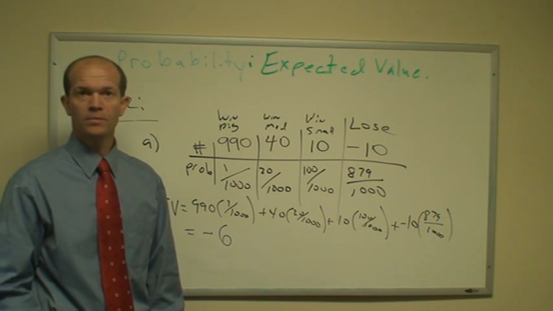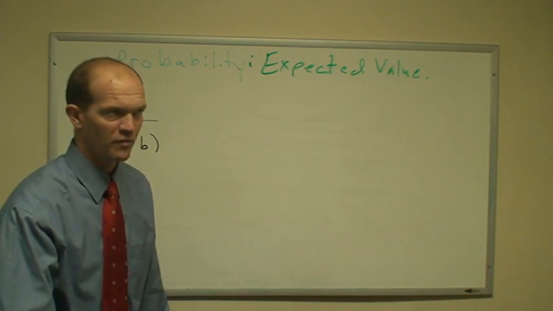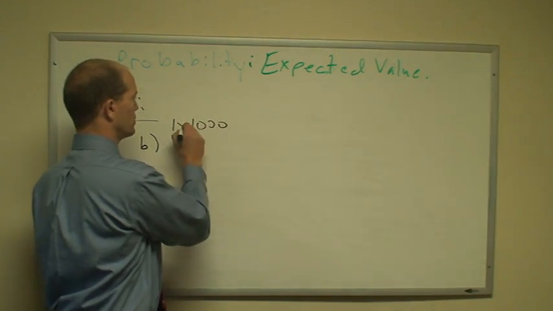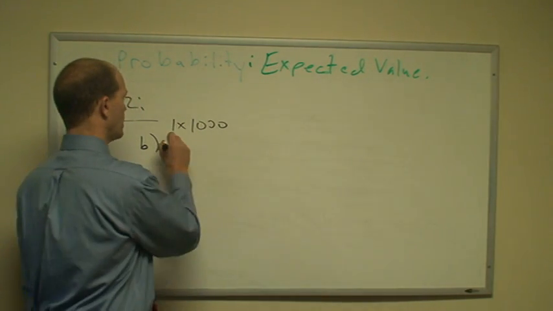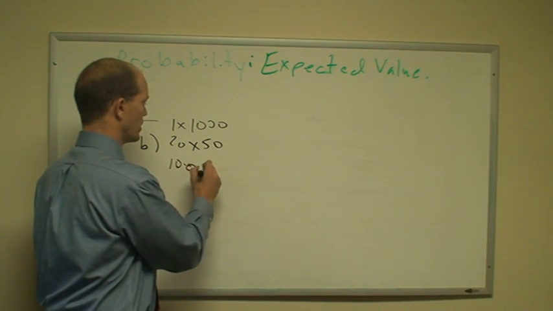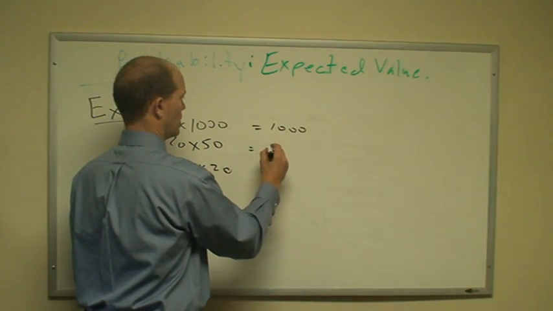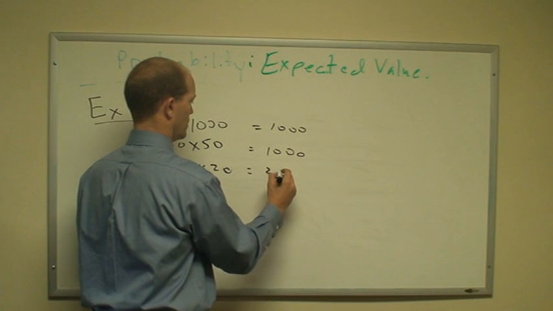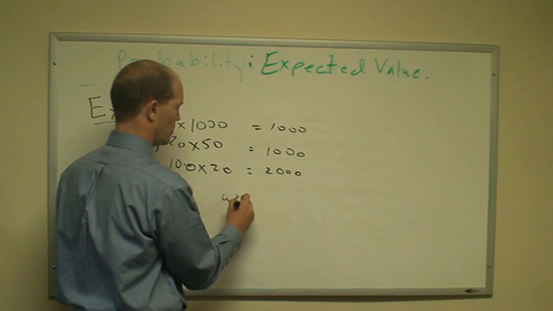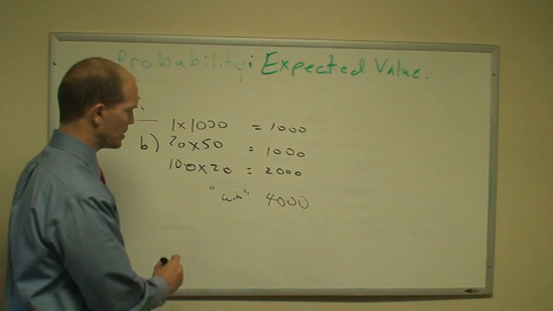For part B, we're asked what would happen if we buy all the tickets. Well, if I buy all the tickets, that means I win all the prizes. So I win the $1,000 prize. There's one of those. I win all 20 of the $50 prizes. I win all 100 of the $20 prizes. So I'm going to win $1,000, $2,000, $4,000 in prizes.